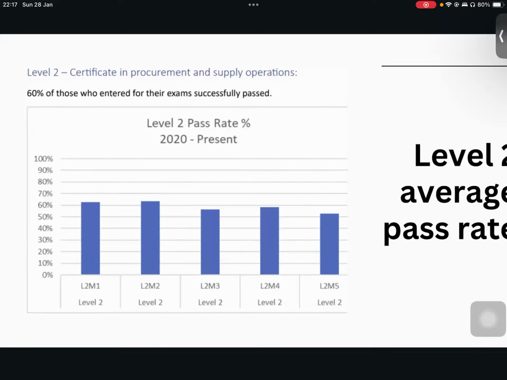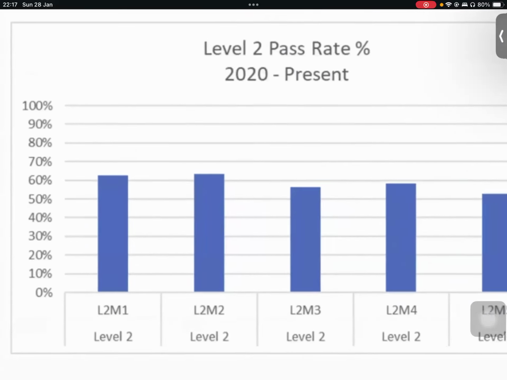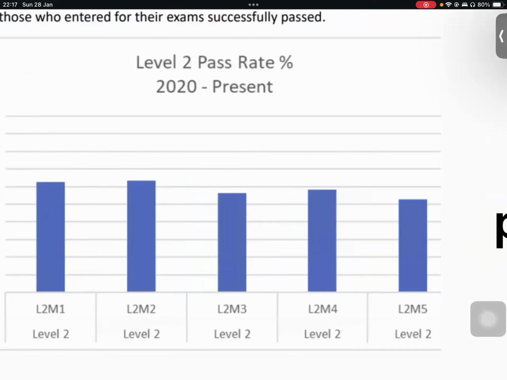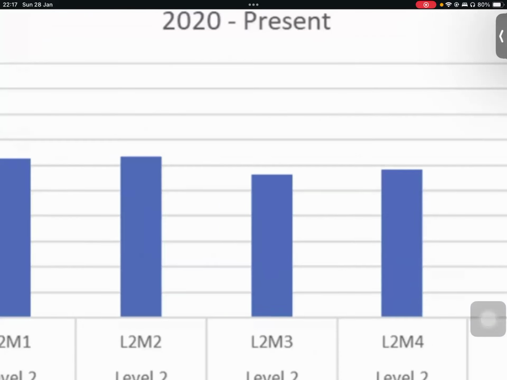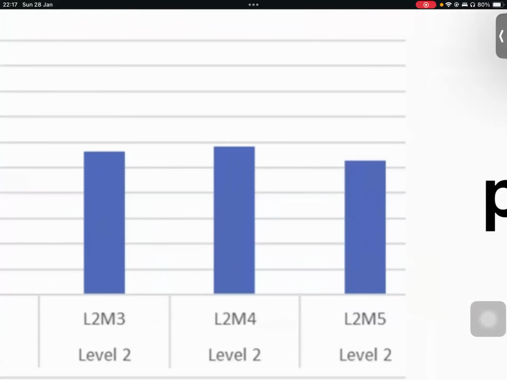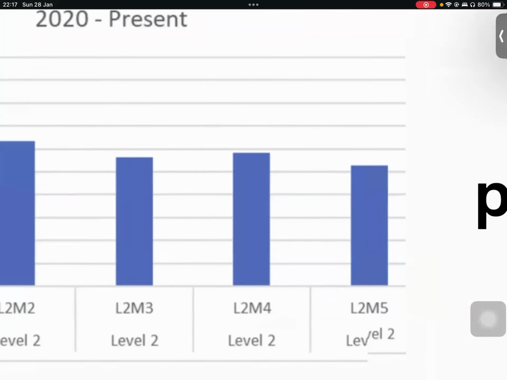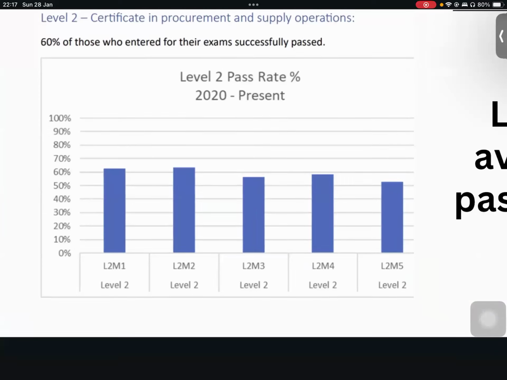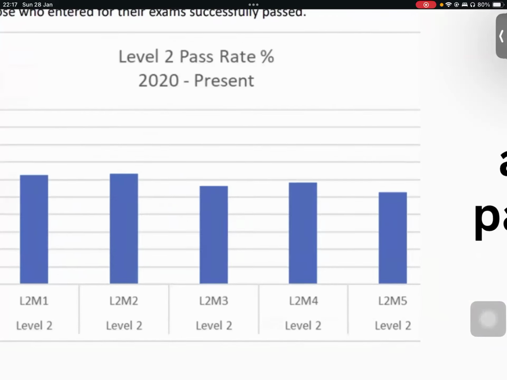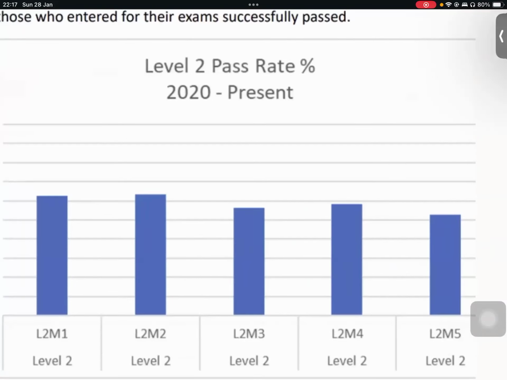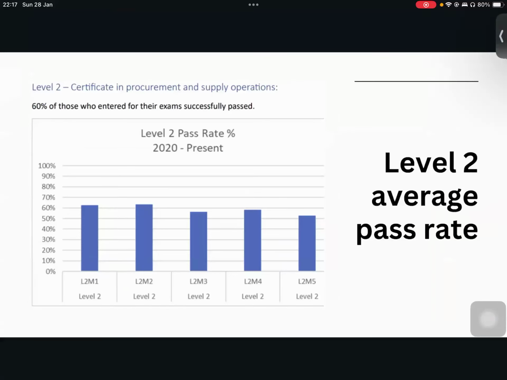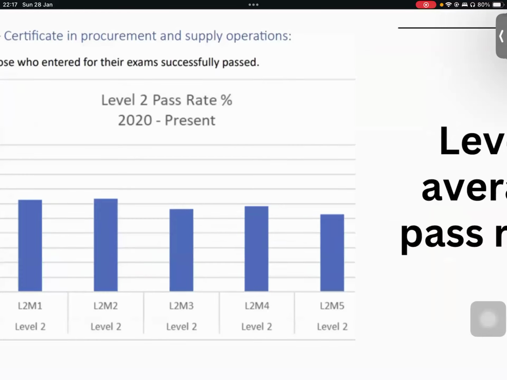You can see that the level 2 pass rate hovers around the 60% threshold, with level 3 similar, and level 4 and level 5 significantly lower. Level 4 and level 5 are quite low. You see that? It is only over 50%. It is very challenging.